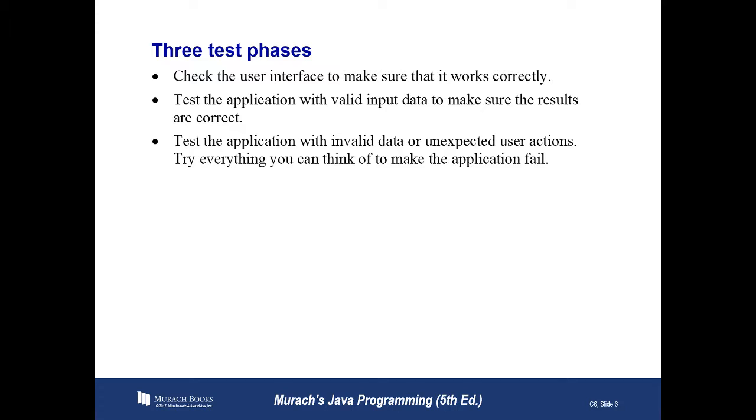So we really have three test phases. We are going to check our interface, our prompts to our user, and our responses to our user. We're going to test the application with valid input data and make sure the results are correct. And then we're going to test the application with invalid or unexpected user actions and try to do anything we can think of to make the application fail.